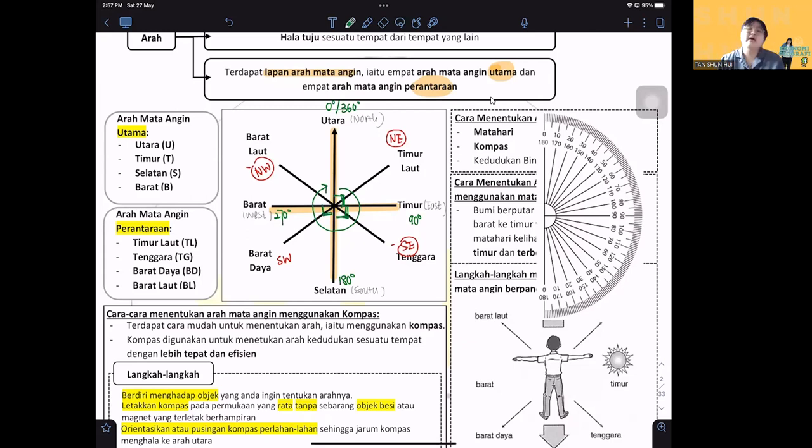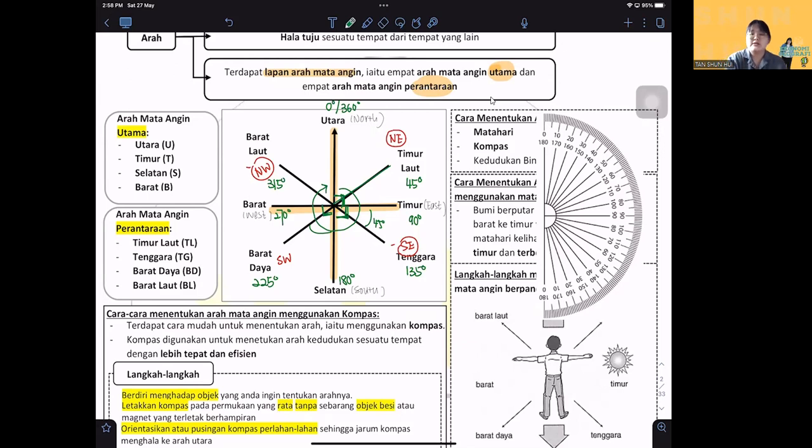This is the exact one. Now, how about Timur Laut? Timur Laut is half, right? 90 divided by 2, how many degrees? 45. Be careful. How about Tenggara? 90 plus 45, you will get 135. Same, plus 45, you will get 225 and 315. This is if they are perfectly in Timur Laut, Tenggara, Barat Daya, and Barat Laut. Can you understand? Okay.